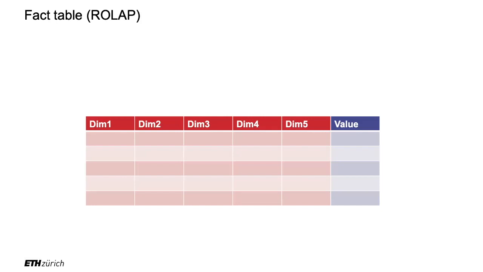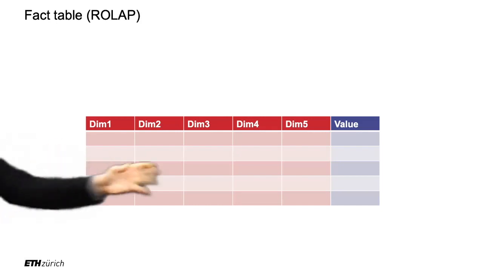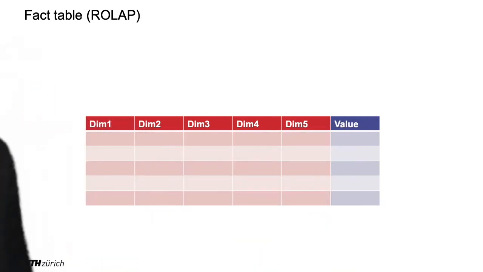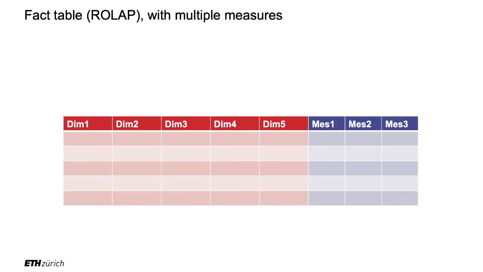So this is not new, right? We know that a fact table is made of plenty of columns, one per dimension, and then the value at the end that is the content of the cell, right? And every row in there corresponds to one cell of the hypercube. Now you should know that some people have an extended version of that where you have multiple value columns. It's called a measure. An example of that could be in a financial statement. You could be looking at the profit, you could be looking at the revenue, and so on. So these are different things you measure.